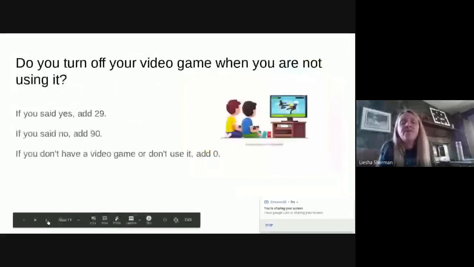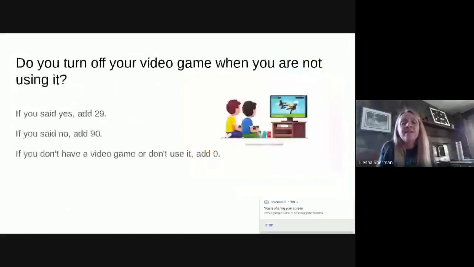Do you turn off your video game when you are not using it? If you said yes, add 29. If you said no, add 90. If you don't have any video games or don't play video games, add 0.